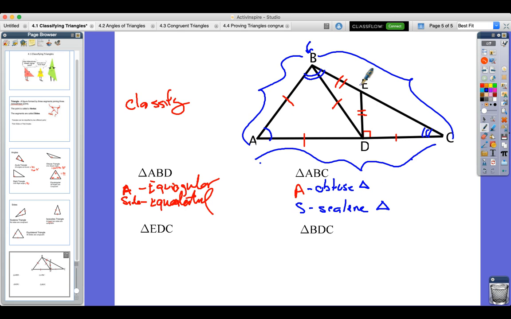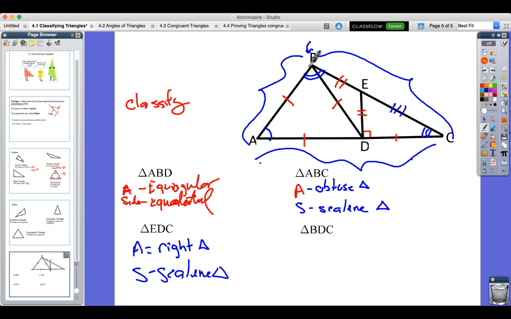All right, let's look at triangle EDC. By their angles, it has a right angle, so it is a right triangle. And by their sides, all three sides are different from each other right here, so it's also a scalene triangle.